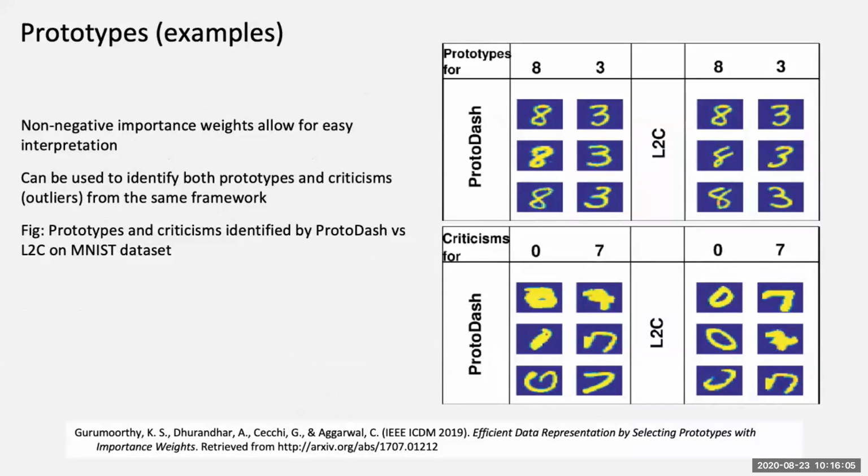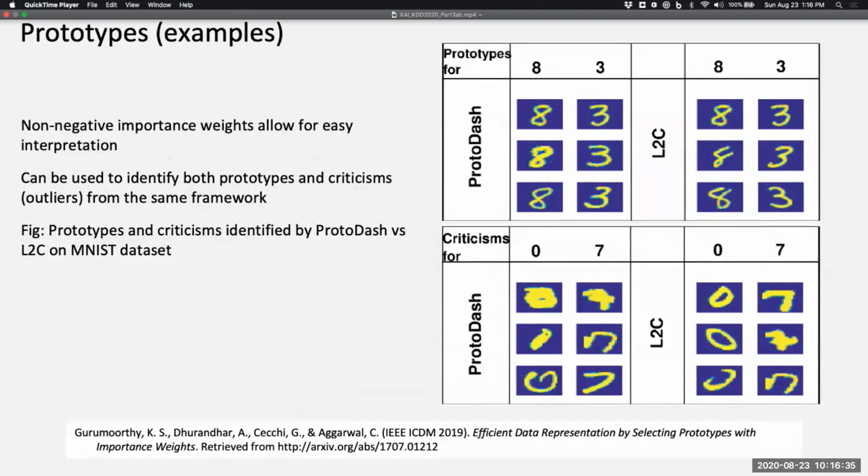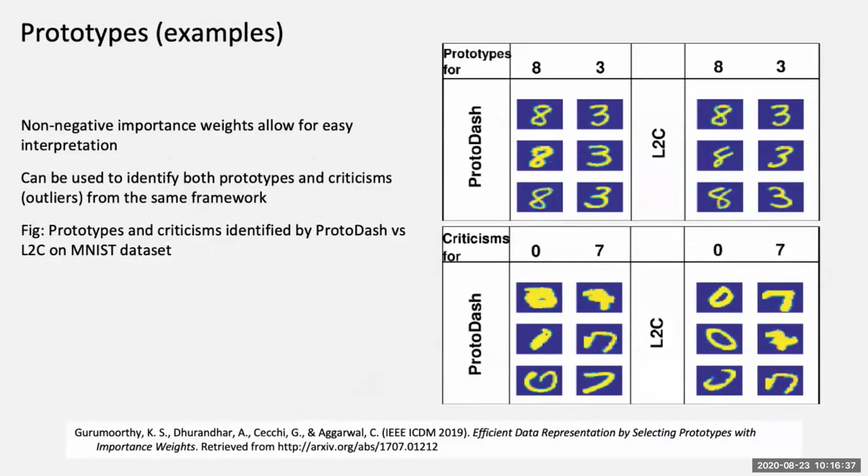In this slide, we are showing some examples for the MNIST digit classification problem using the prototypes. The first panel shows the representatives or prototypes for a particular digit, and the lower panel shows the criticisms, which you can think of as outliers for that particular digit. And the columns represent the two algorithms that we are showing here.